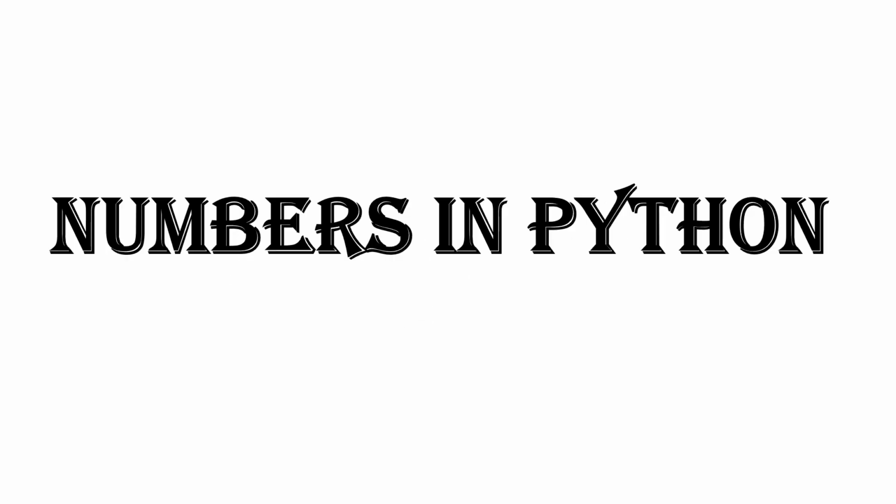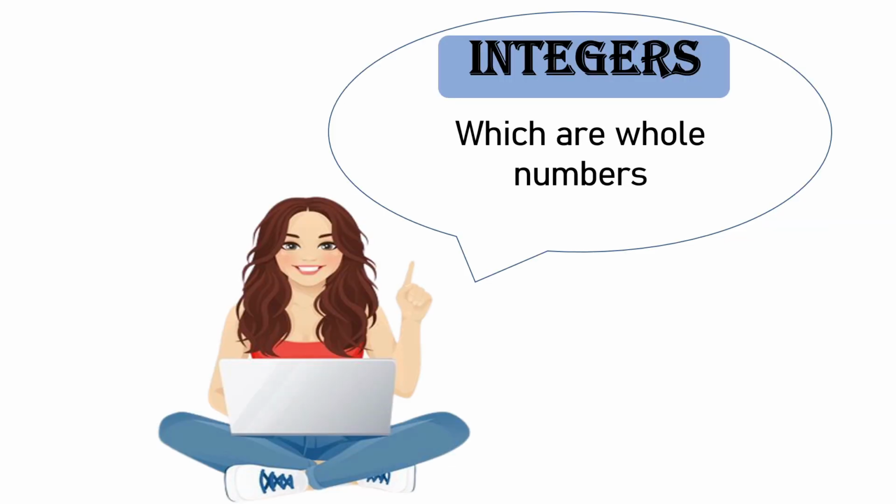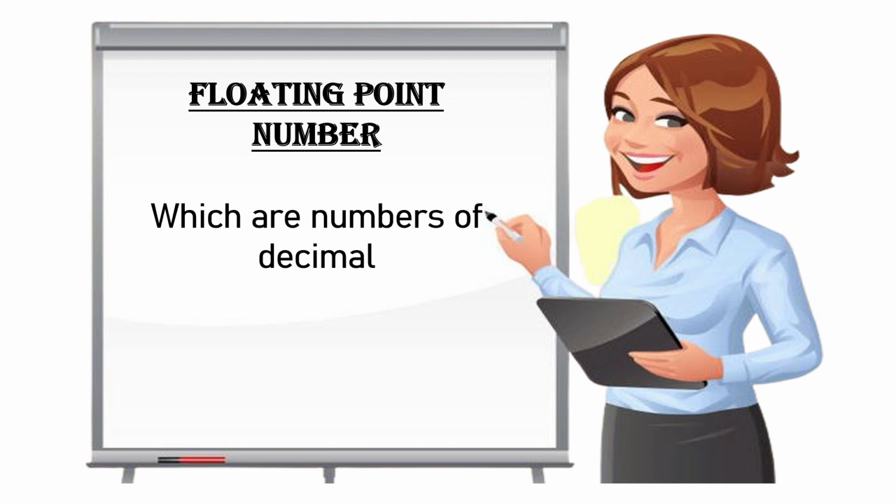Welcome back everyone to this topic on numbers in Python. We already briefly mentioned that there are two main number types that we are going to be working with throughout the lecture. The first one is integers, which are basically whole numbers, and the second one is floating point numbers, which are basically numbers with a decimal point.